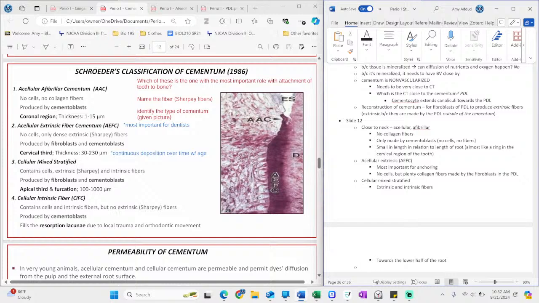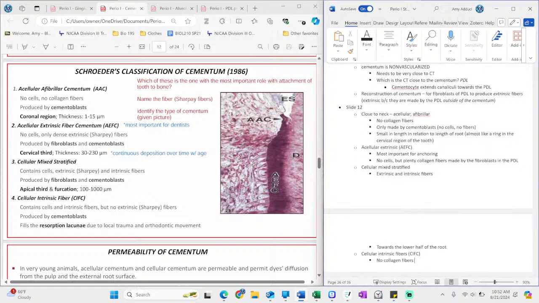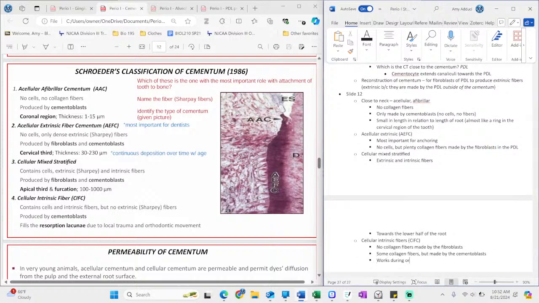And finally, we have cellular intrinsic fiber cementum, in which we don't have collagen fibers made by the fibroblast. We have some collagen fibers, but they are made only by the cementoblast. This type of cementum, you need to remember, is the one that works during orthodontic treatment. So you did already Ortho 1, right, in the summer. So this cementum is the one that fills up the resorption that happens during orthodontic tooth movement.